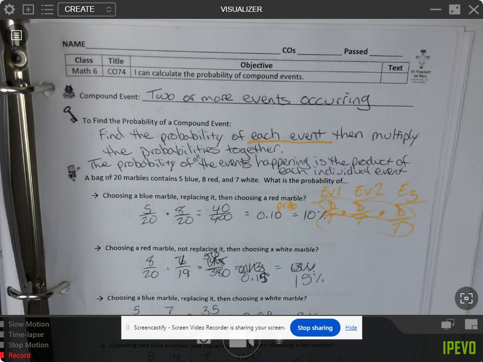So you understand why I picked D and T? You can put any variable there. I put D for the desired outcomes over T for the total outcomes. So each event is your desired over the total.